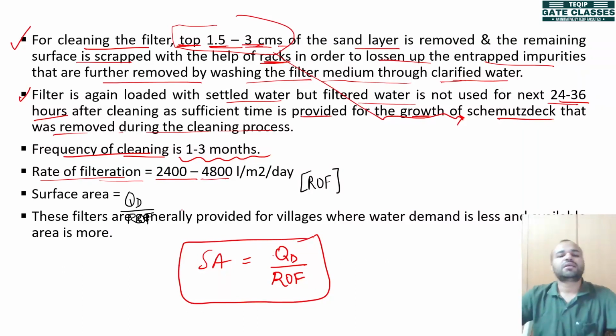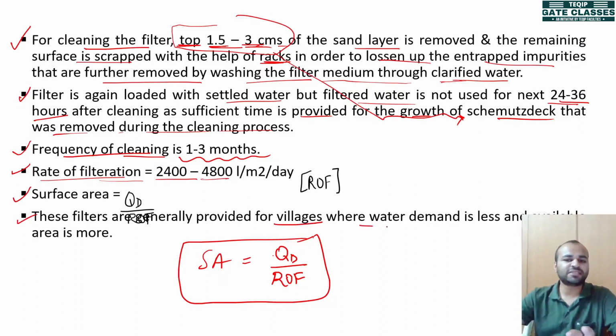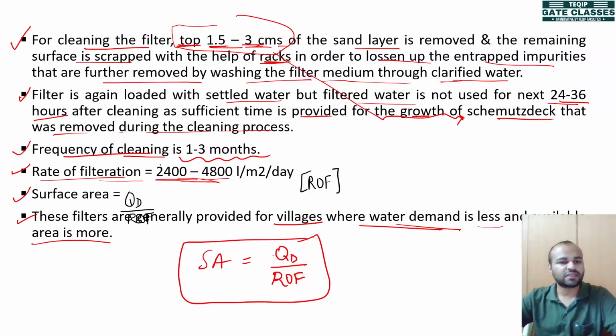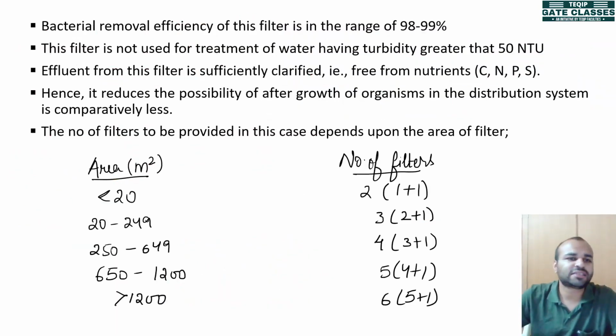Now, where are these filters mostly used? These filters are mostly used in villages or places where water demand is less and the available area is more. If this is the quantity of water that is coming out by the process of slow sand filtration, then we need to provide a larger area. That is why it is said that this will be used in villages or where the water demand is less and the available area is more.